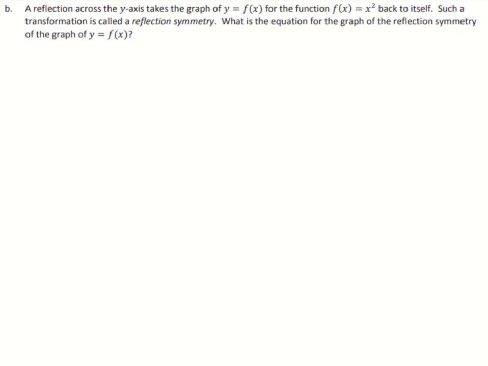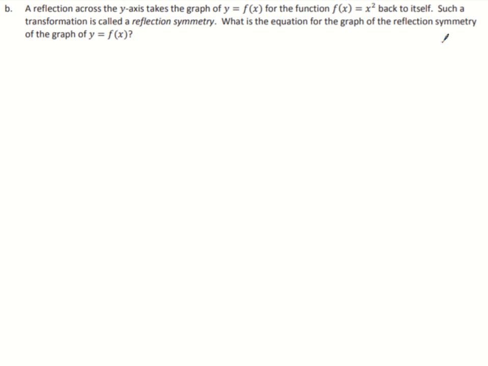Take a look at B. B says a reflection over the y-axis is going to take the graph of y equals f of x for the same function that we've been using today. Well, not today, yesterday. f of x equals x squared back to itself. So it's going to reflect over the y-axis. Such a transformation, we call that a reflection symmetry. It's reflecting over that y-axis.